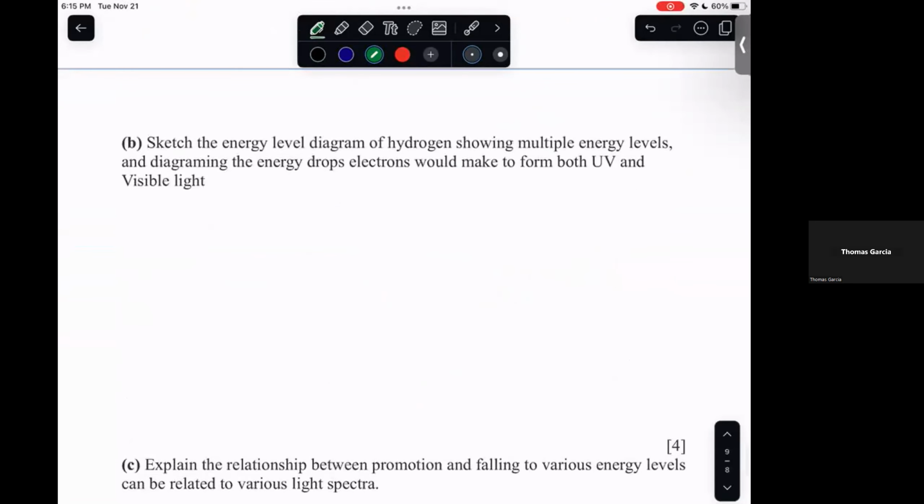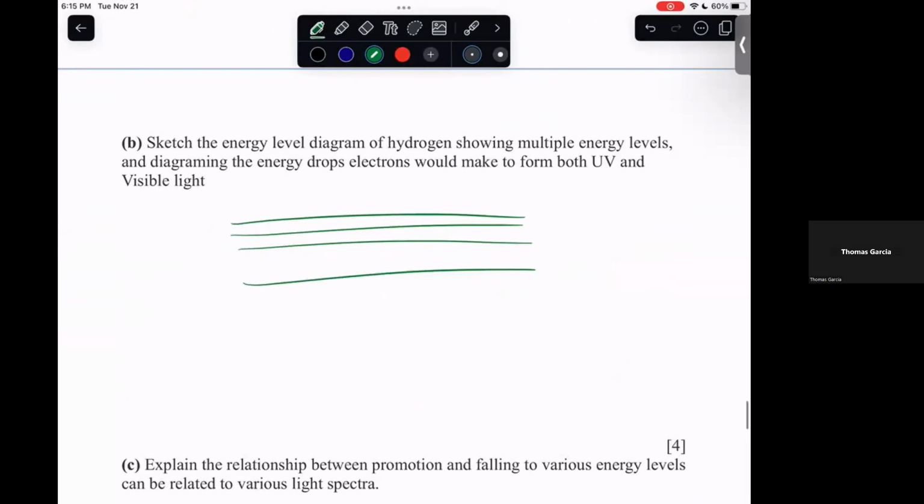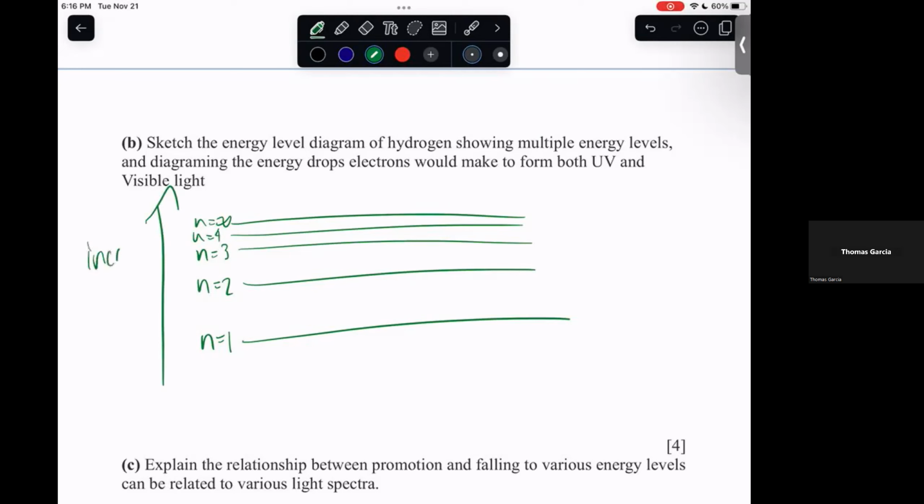All right, sketch the energy level diagram of hydrogen, showing multiple energy levels and diagramming the energy drops. So let's just go ahead and do a rough one. A couple things of note. n equals 1. We have to label these. n equals 2. n equals 3. n equals 4. n equals infinity. We need our axes, which is going to be increasing energy, or just energy is fine. So right there is 2 points, the diagram with the energy levels labeled.